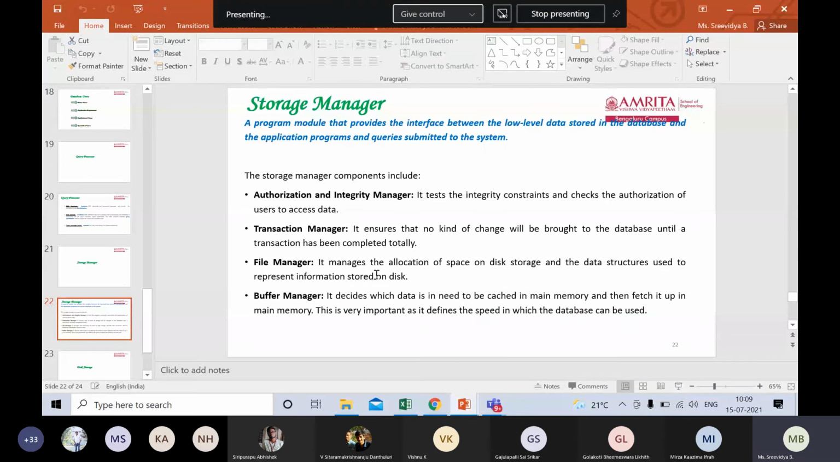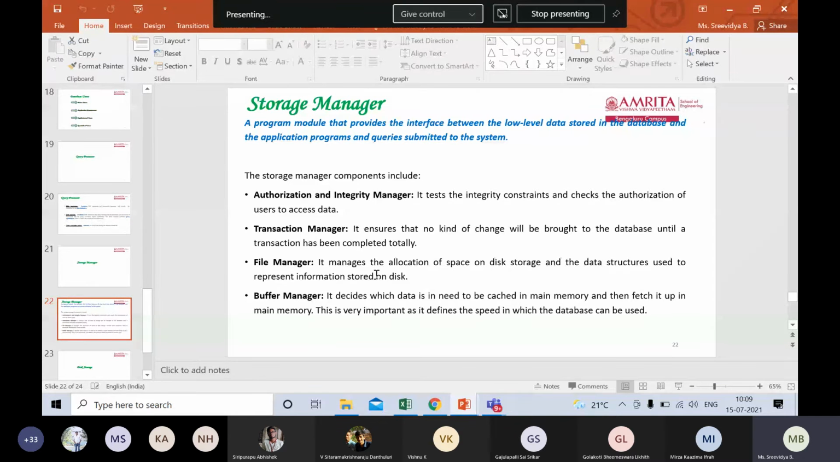So we have the storage manager. In storage manager, we have four different managers. One is authorization and integrity manager. And then we have transaction manager, file manager, and the buffer manager. Now, these are a kind of software, a set of programs rather, which is going to perform some dedicated work. Based on the kind of work, they are named accordingly.